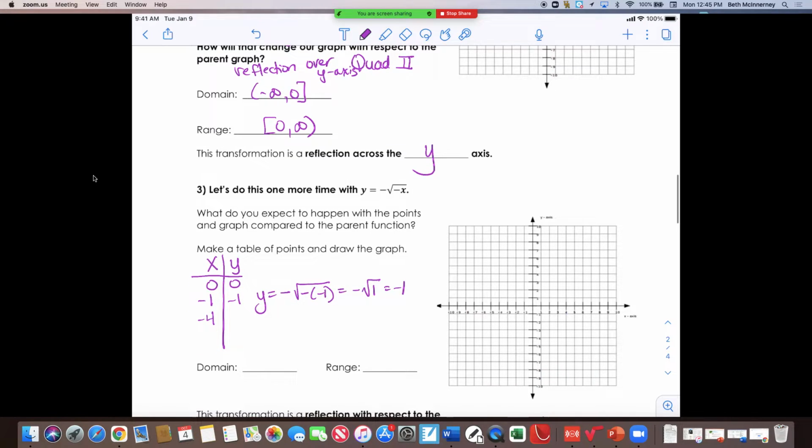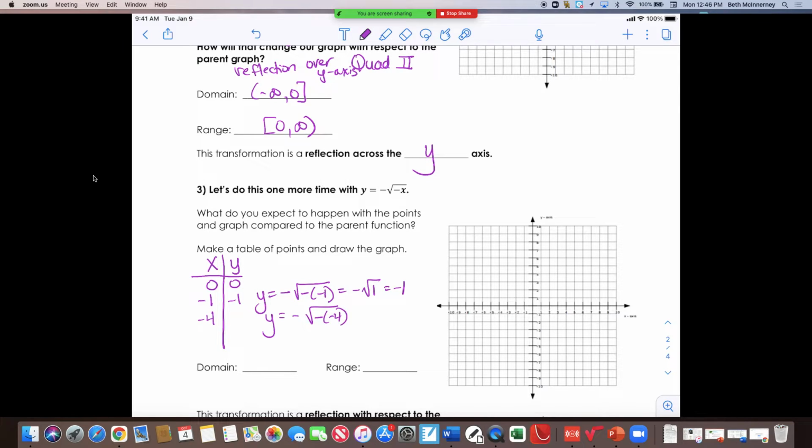Do you see that? I could not put x as positive 1 in because I'd have a square root of a negative. And up to this point in your math career, you've been told you cannot do that over the set of real numbers, which is true. Later, we are going to find out about an additional number system that includes imaginary numbers.